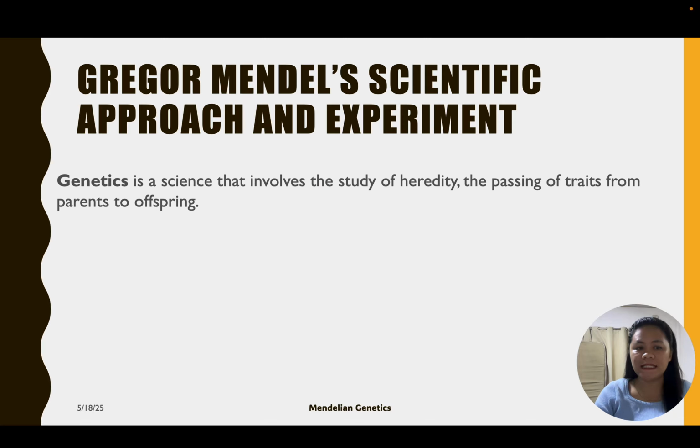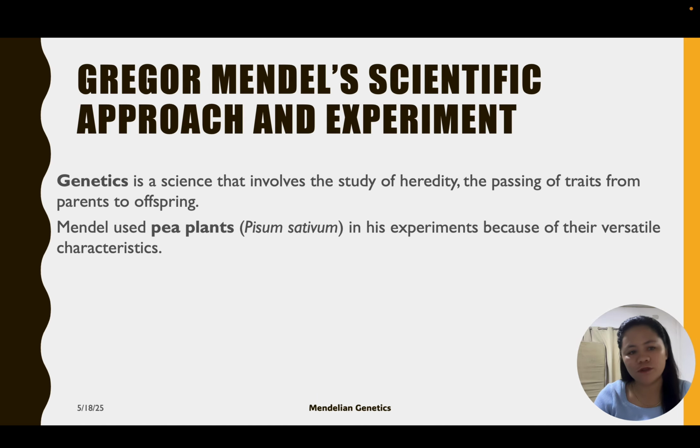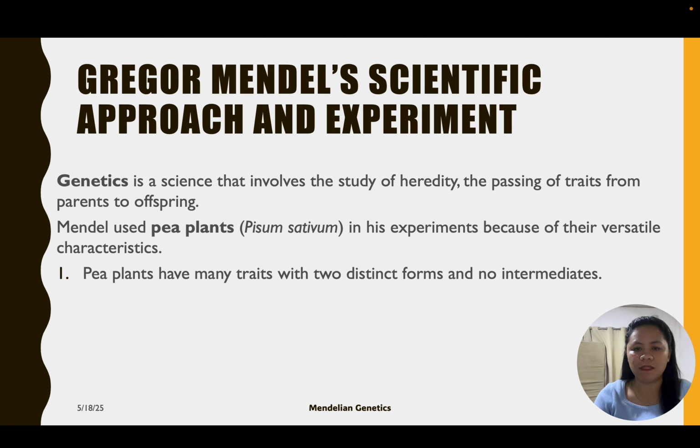Again, genetics is a science that involves the study of heredity, the passing of traits from parents to offspring. He used pea plants since the characteristics of pea plants are very versatile. The first reason he used them is that pea plants have many traits with two distinct forms and no intermediates: the color of the flower, the color of the pod, the height. No intermediates means if tall, it is tall, if short, it is short. There's no average height.